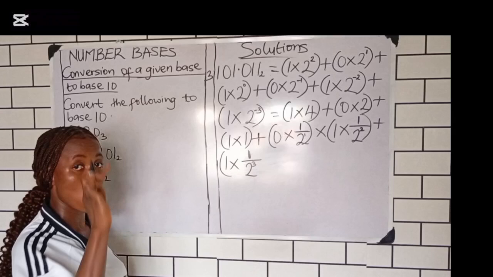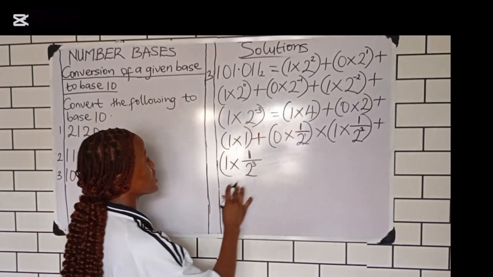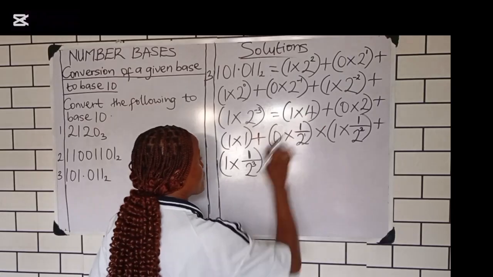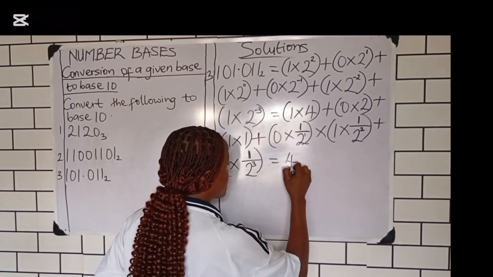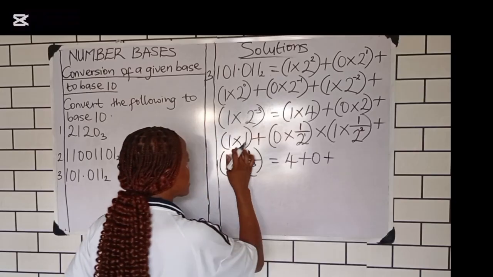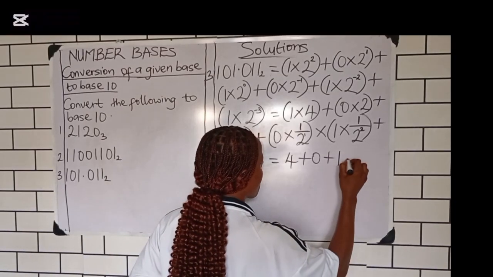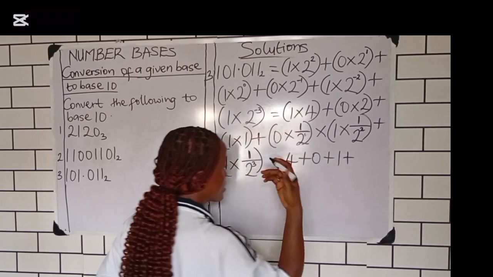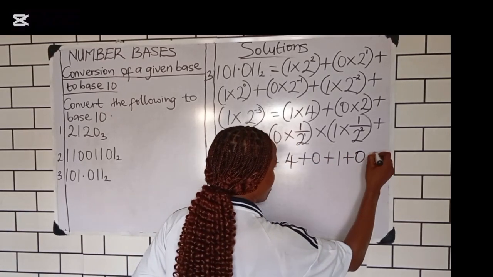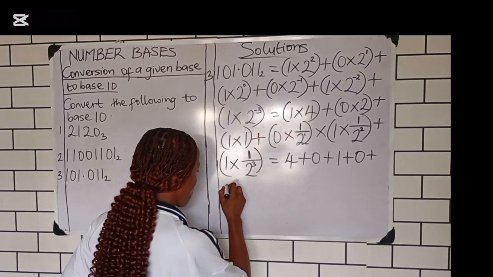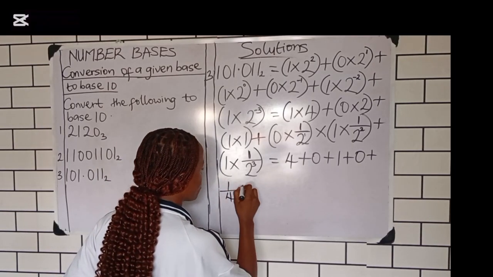Bar signifies 1 over. Then whatever you have next. Now, 1 times 4 here will give us 4. Plus 0 times 2, 0. Plus 1 times 1 here will give us 1. Plus 0 times half will still give us 0. Plus 1 times this will give us 1 over 4.